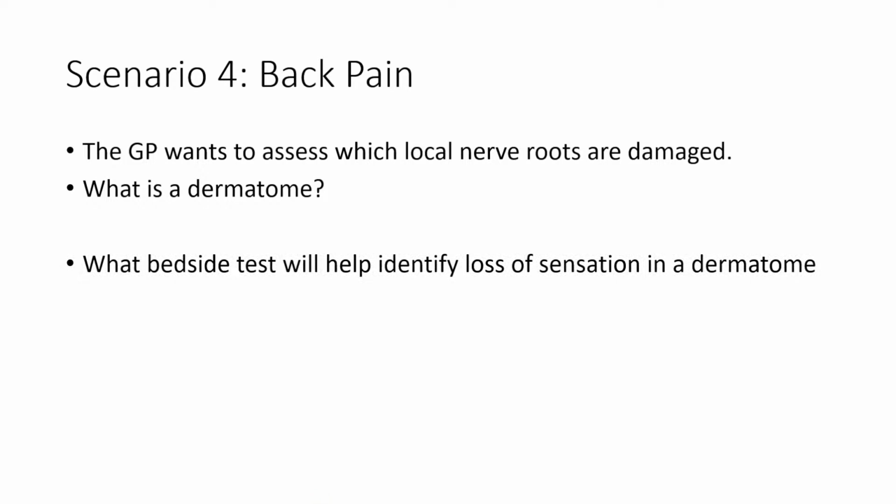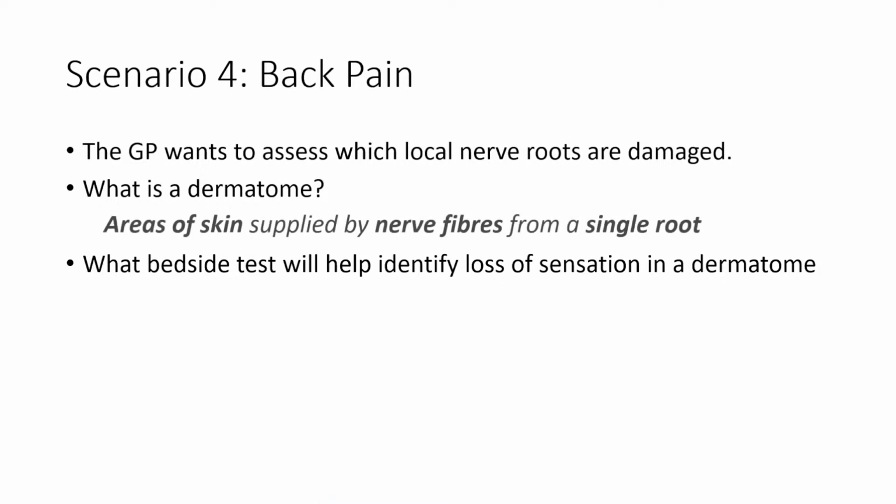Well, with dermatomes, the definition that we have is that it's an area of skin supplied by a nerve fiber from a single root. That's a dermatome. So if we were to say the C4 dermatome, like in our previous video, which is the shoulder, that refers to the area supplied by a single nerve root, C4. It's an area of skin supplied by nerve fibers from a single root.